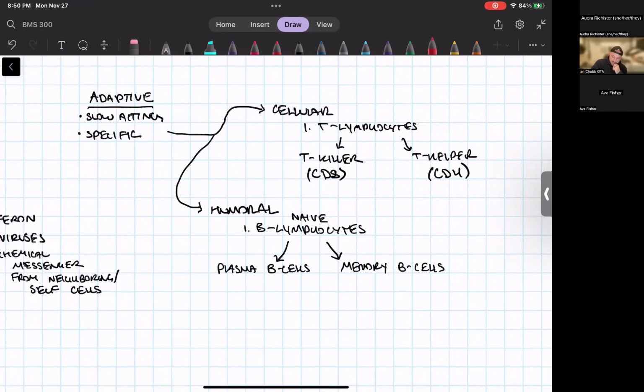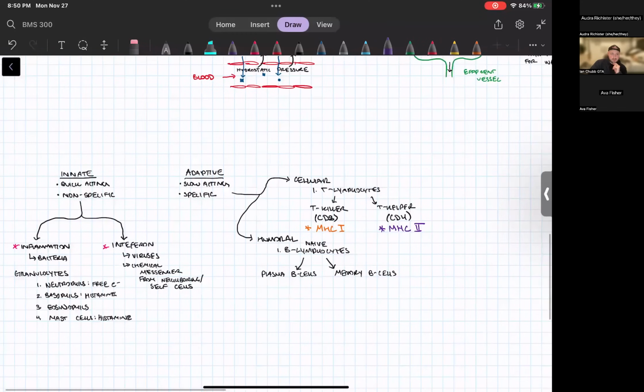I do want to add this because I think knowing that MHC1 are the ones that will deal with T killer cells, and MHC2 are the ones that will deal with T helpers is useful. And I'll talk about this when we draw it all out, but okay.